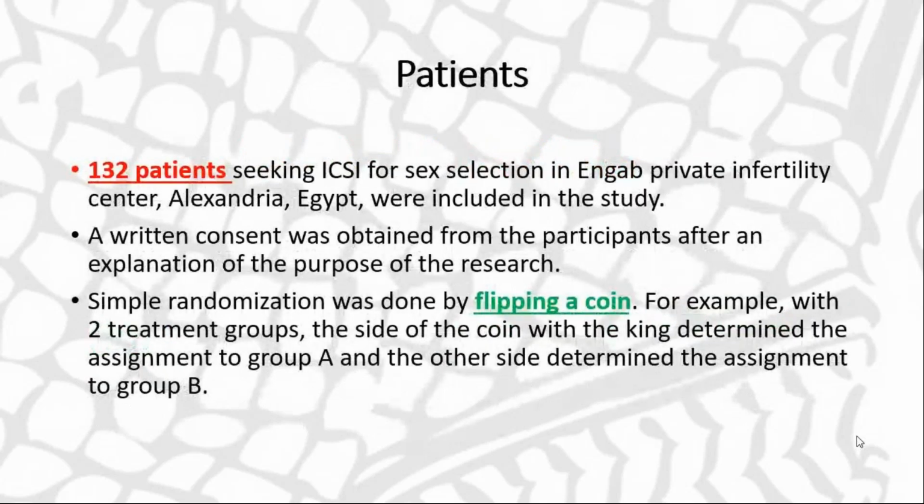132 couples seeking XC for sex selection did 132 cycles of XC. Each couple did one cycle of XC. Our workplace is a private infertility center in Alexandria called the Ingab Infertility Center. Of course, there was written consent, and we used the flipping of a coin as a simple randomization to assign the couples to group A or group B. Next.